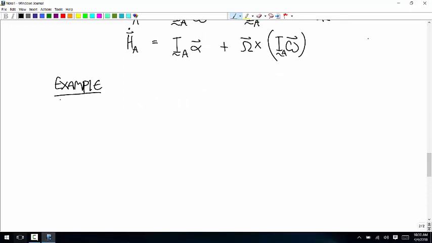So here's another example. Let's say we have a disk rotating around a pin.